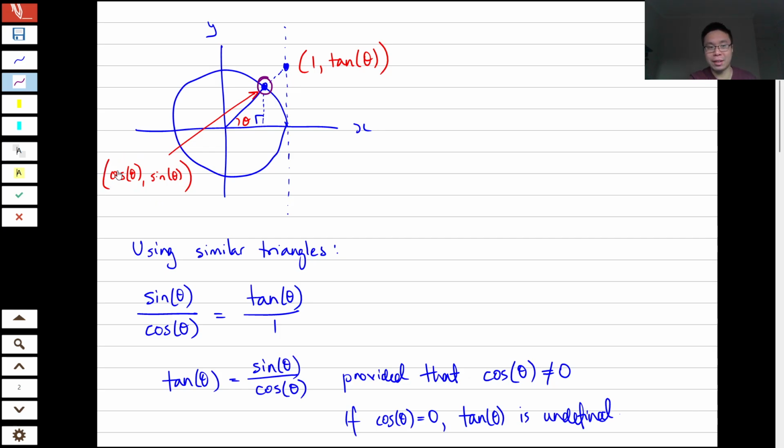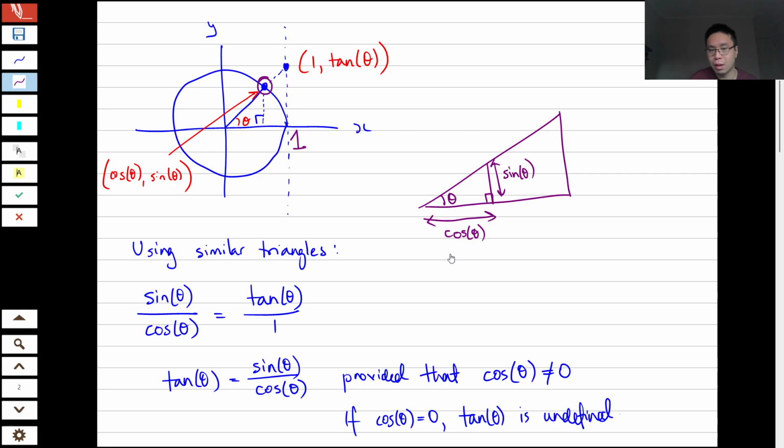Now, if I extend that line further out until x equals 1, it intersects the line x equals 1, by definition, at the point (1, tan theta). So I have a situation involving similar triangles like so. For the first triangle, it's cos theta, sine theta. And for the second triangle, it's 1 and tan theta.